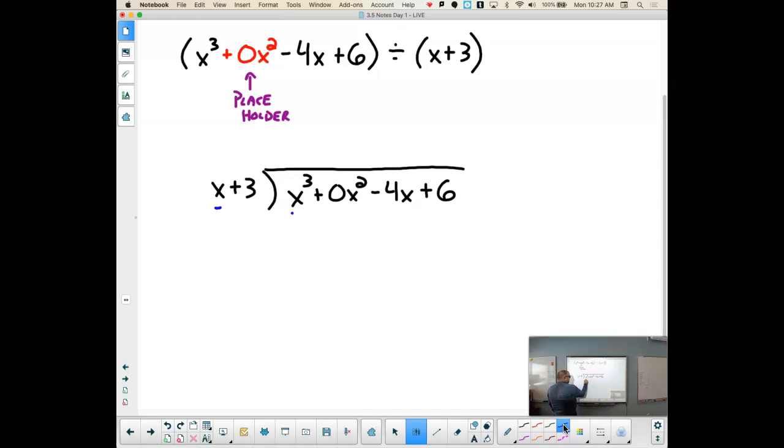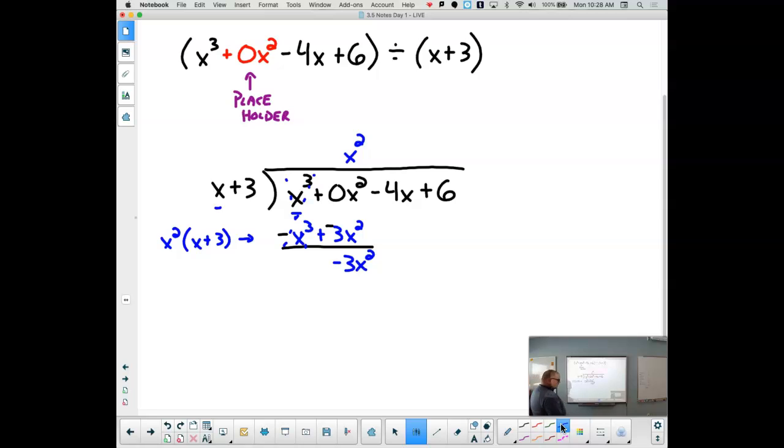I need x to look like x cubed, so that's going to be x squared. So I take x squared and I multiply it by x plus 3, and that's going to be x cubed plus 3x squared. Then I change my signs. And that gets rid of the x cubed, and it makes negative 3x squared right there. Then I drop the next term.